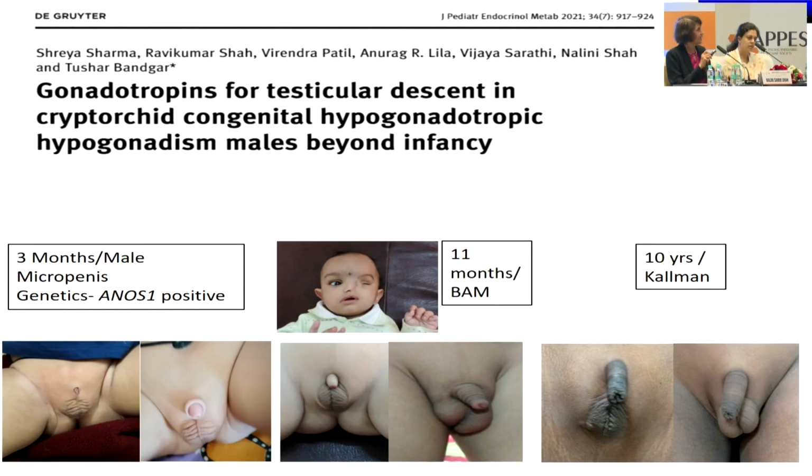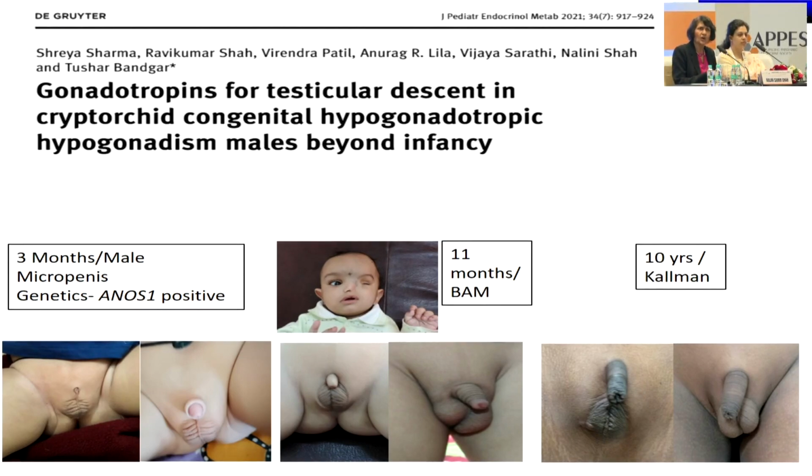This is the first, a young newborn, a 3-month-old infant, an 11-month-old infant, and a 10-year-old boy. Each of them clinically suspected and genetically proven to have hypogonadotropic hypogonadism, with micropenis and bilateral cryptorchidism. And in the second panel, you can see each of them who have been treated with a gonadotropin-based regime towards improvement in micropenis and descent of testes as well.